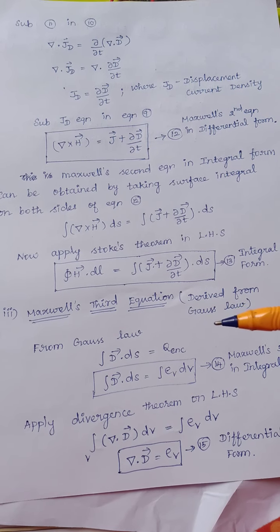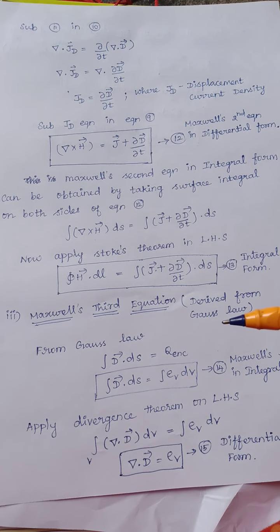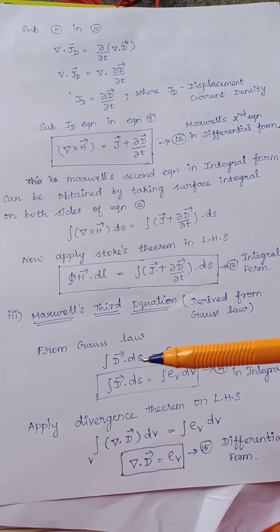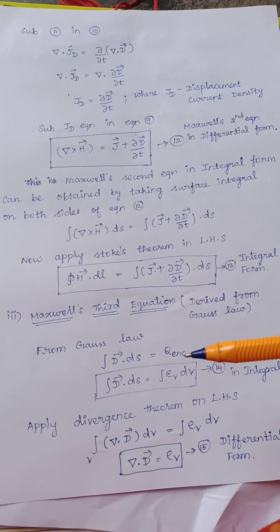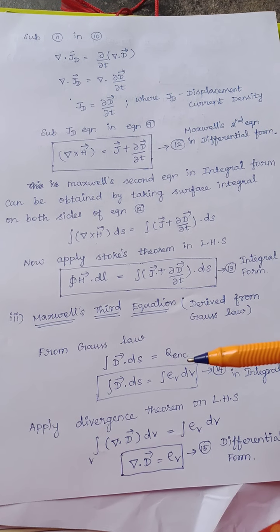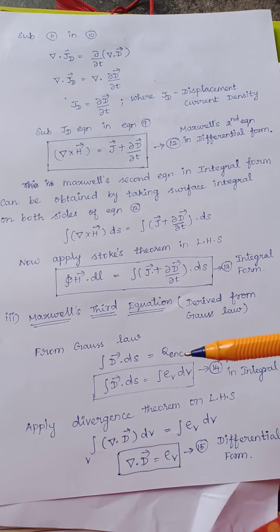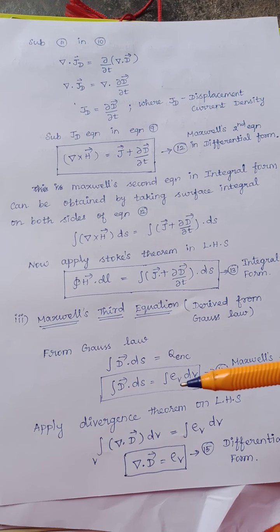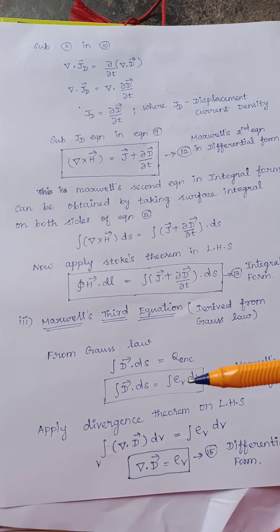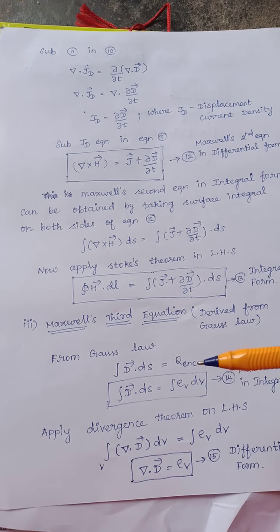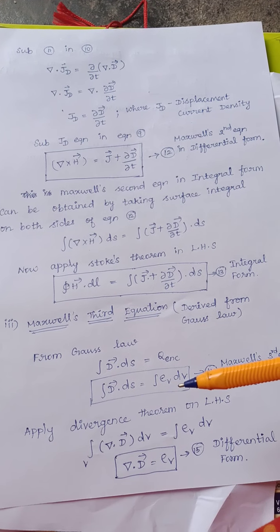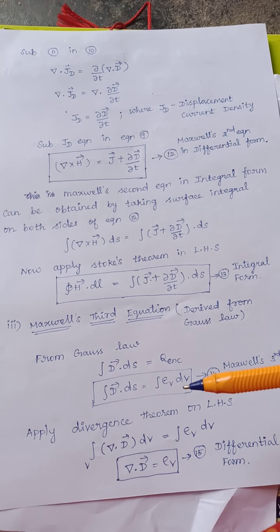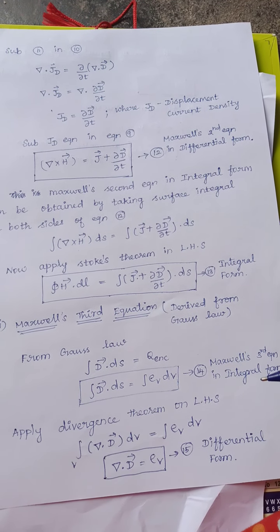Now Maxwell's third equation is derived from Gauss law of electric field. Gauss law of electric field states that the electric flux through a closed surface is equal to the total charge enclosed in that surface. So we can write the equation as the closed integral of D dot ds equal to Q. Q can also be equated to the integral of rho v dv, where rho v is volume charge density. Volume charge density is defined as the total charge available in a given volume. So the integral of D dot ds equals the integral of rho v dv. This is Maxwell's third equation in integral form.